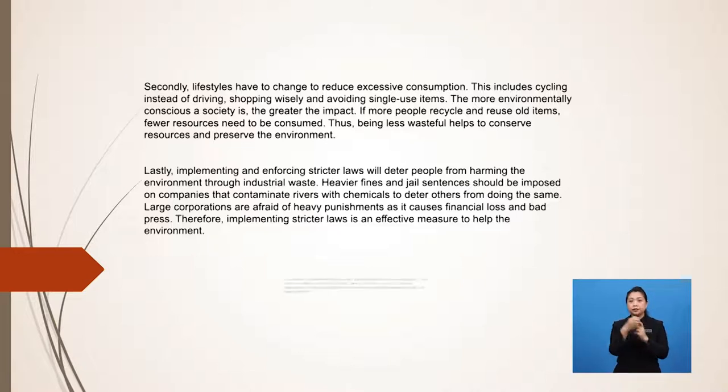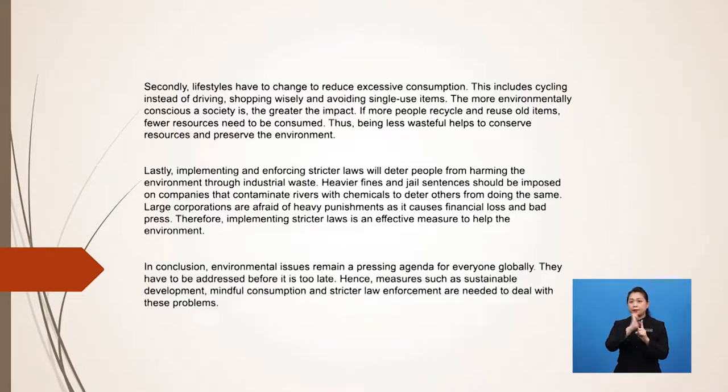In conclusion, environmental issues remain a pressing agenda for everyone globally. They have to be addressed before it is too late. Hence, measures such as sustainable development, mindful consumption, and stricter law enforcement are needed to deal with these problems. Now, let's look at the next sample question.